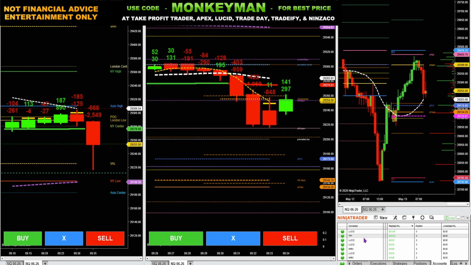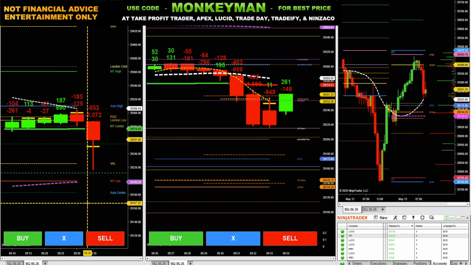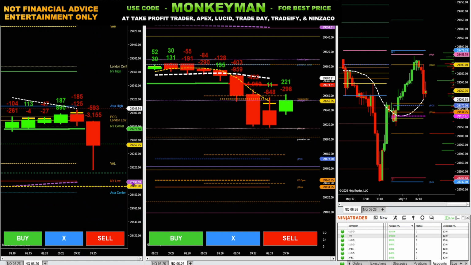So I just grabbed a Take Profit Trader account right before the open. I'm trading it separately on this chart. 50% off, no activation fee, but I want to make sure and pass it within the first month. I don't want to have a subscription renewal, so I'm trading the regular NQ on my new Take Profit Trader account. I took a loss pre-market, gave some of my profit on the other accounts back.